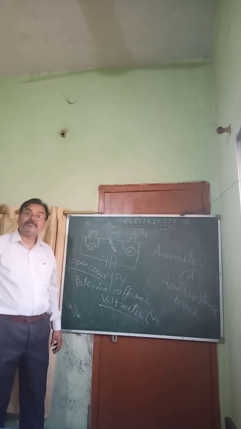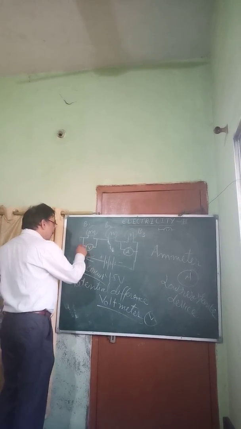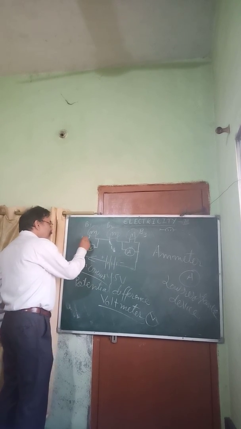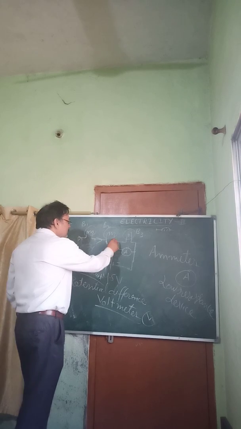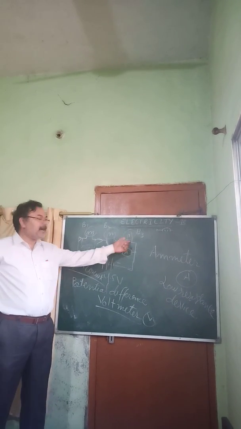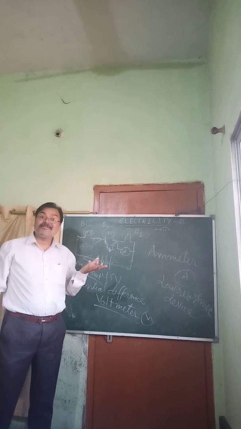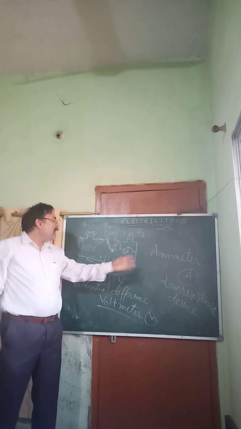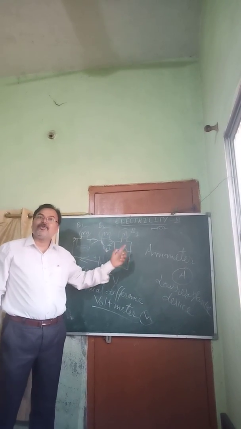What will happen? Current will start from here, I, and that will reach here. When it reaches here, it has got two paths. Obviously the bulb has higher resistance, the filament is high resistance, that's why it glows. And the ammeter is a low resistance device. So current will follow which path? Higher resistance or lower resistance?